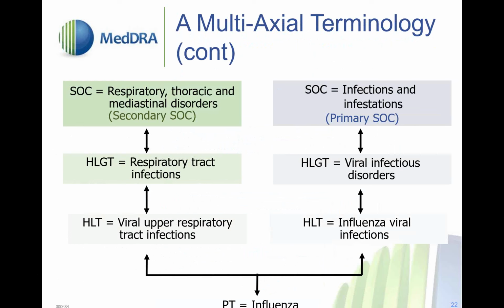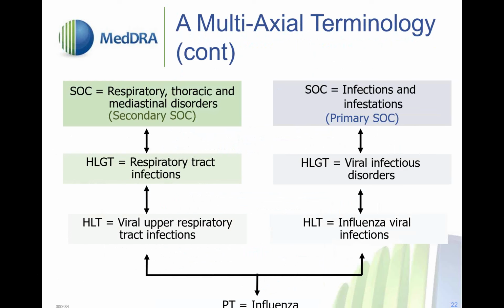Okay, here's an example of a multi-axial term. When you hear influenza, you think it's an infection. Yes, it is an infection. It's also a respiratory infection. So it belongs both to the infection SOC as well as the respiratory system organ class, or respiratory SOC. But how do we decide what is the primary system organ class?